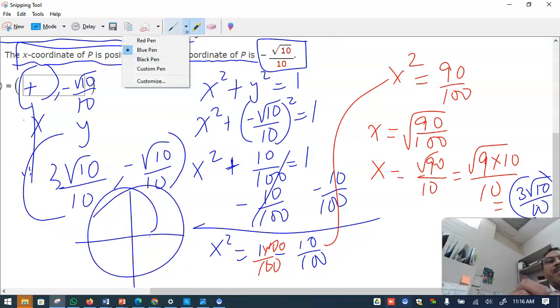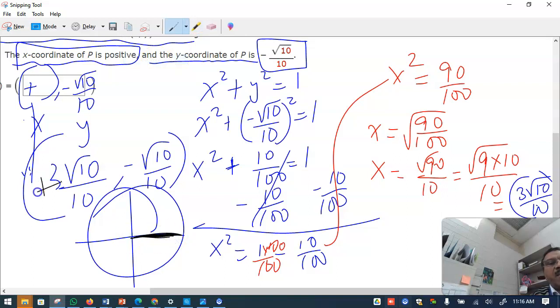You see this? Because the angle is plus and minus, so it is this basically. So that's the angle where the x coordinate is positive and the y coordinate is negative. Let me do another problem.